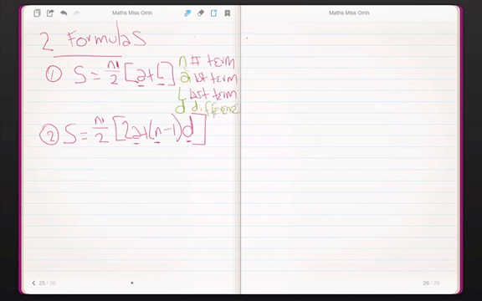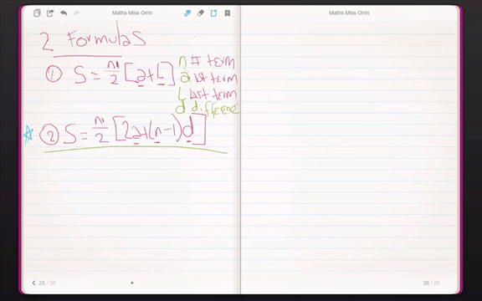Okay, let's try some examples. Let's just rule a line under that and pick an example. Let's pick blue this time. What happens if we need to find something and we don't know the last term? So we're going to use this one here because we don't know the last term.